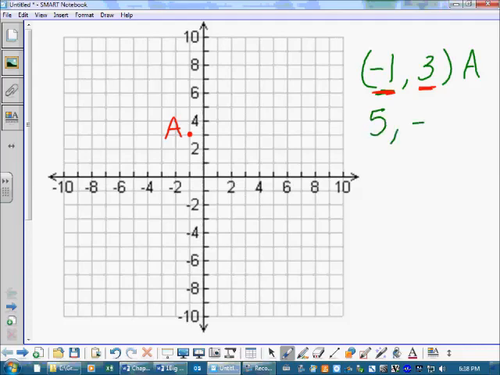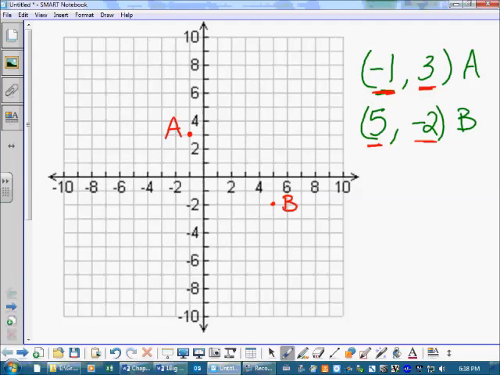5 and -2. And we'll call this B. So again, we're going to start with that first number. That's on the x-axis. So on the x-axis, we find the +5. 1, 2, 3, 4. There's our +5. And then we go -2. Is that up or down? That is down because it's negative. So we're going to go down 1, 2. And there is our next spot, and that is B.